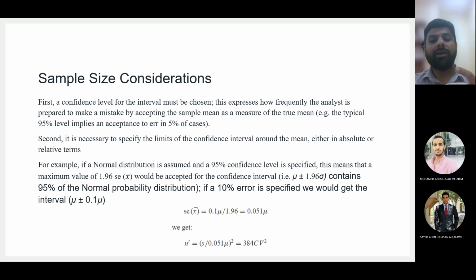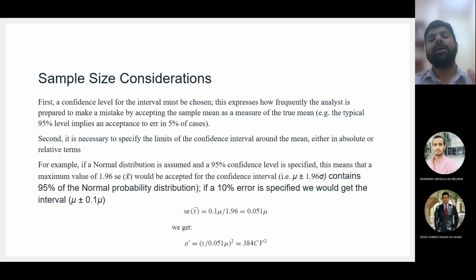Okay, so whenever you are collecting a sample size, the first thing you need to determine is your confidence level. What confidence level do you want from the observations? How confident do you want to be about the observations, or what range are you willing to accept for the entire population?